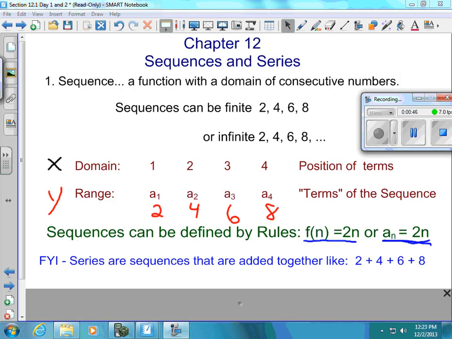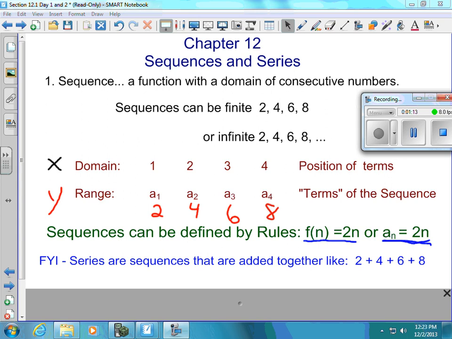Okay, what is a sequence? A sequence is a function with a domain of consecutive numbers. Sequences can be finite, 2, 4, 6, 8, starting at 2, ending at 8, going up by 2s, or infinite, 2, 4, 6, 8... When you see the dot, dot, dot after 8, that just indicates the pattern continues on forever and ever, or sometimes they'll say it'll continue on to and then have an ending spot. So this one, the way it's written, indicates that it's going to go on forever and ever.